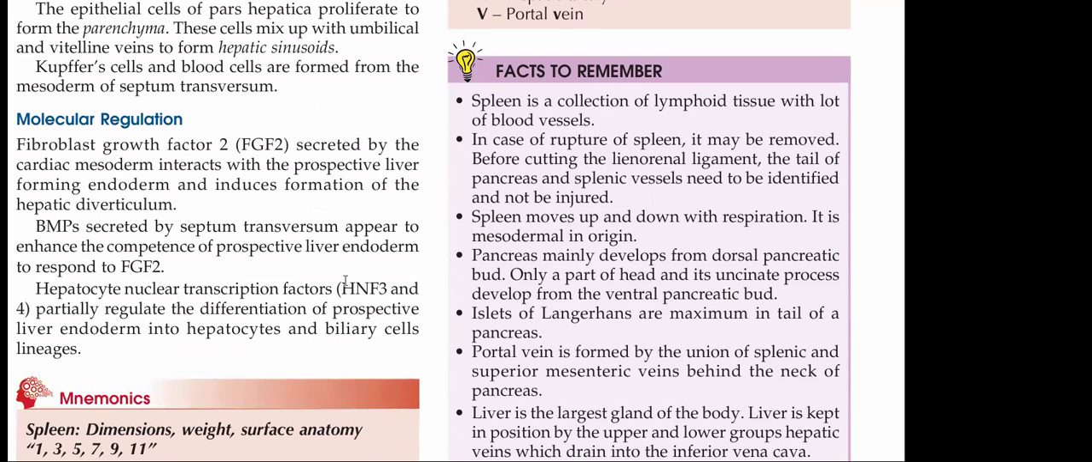Molecular regulation: fibroblast growth factor 2 secreted by cardiac mesoderm interacts with the prospective liver forming endoderm and induces formation of the hepatic diverticulum. BMPs secreted by septum transversum appear to enhance the competence of prospective liver endoderm to respond to FGF2. Hepatocyte nuclear transcription factors HNF3 and 4 partially regulate the differentiation of the prospective liver endoderm into hepatocyte and biliary cell lineages.